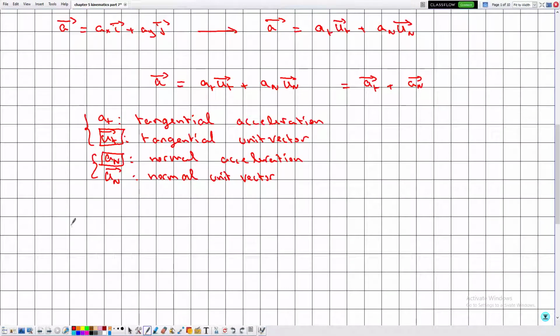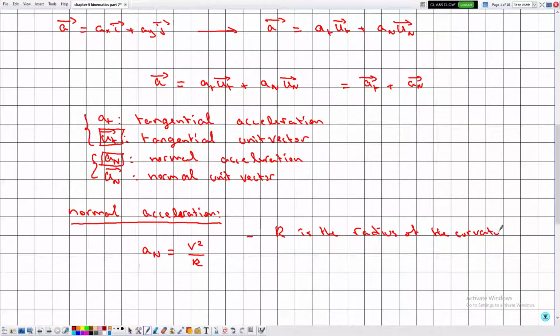So how do we calculate the normal acceleration? The normal acceleration is given by an is equal to v squared divided by r, in which r is the radius of the curvature, and the SI unit is meter because it represents a distance. v is the speed, expressed in meters per second. an is the normal acceleration, and since it represents an acceleration, its unit is meter per second squared, okay?